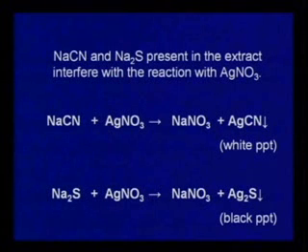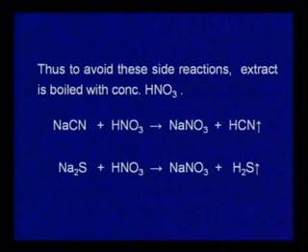Similarly, sodium sulfide reacts with silver nitrate to give silver sulfide, which is a black precipitate. Once you get the black precipitate, it is difficult to see that other colored precipitates are also obtained. Black is such a dark color that you can't visualize the other colored precipitates. So we need to remove both the sodium sulfide and sodium cyanide before performing the test for halogens. And to avoid these side reactions, we have to heat it with concentrated nitric acid.